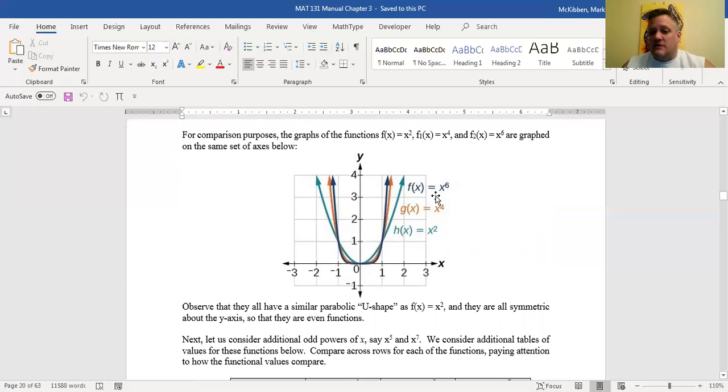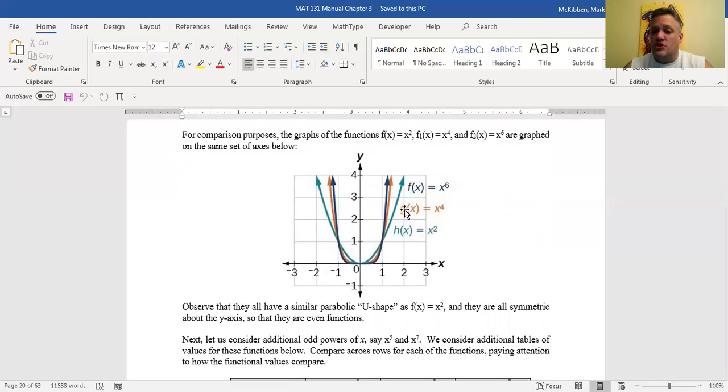And then x to the sixth is even worse, right? It grows even faster beyond 1 and -1, but it's going to be smaller, lower than the other two graphs between 0 and 1, because we're raising a number between 0 and 1 to a higher power, which results in a smaller number yet. All right. That said, though we do have these subtle differences, they all generally look the same, right?